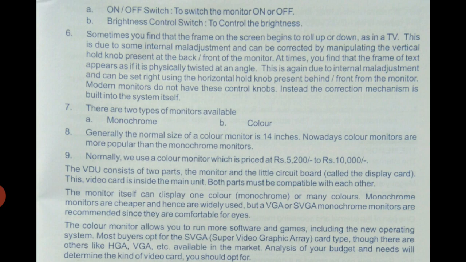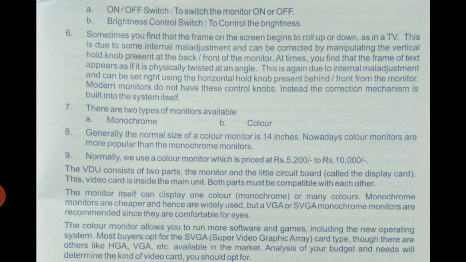Sixth, sometimes you find that the frame on the screen begins to roll up or down as in a TV. This is due to some internal maladjustment and can be corrected by manipulating the vertical hold knob present at the back or front of the monitor. See, if we think about the monitor, then the monitor looks like a frame, just like a television. Sometimes there may be an internal maladjustment and it can be corrected by manipulating the vertical knob present at the back or front.